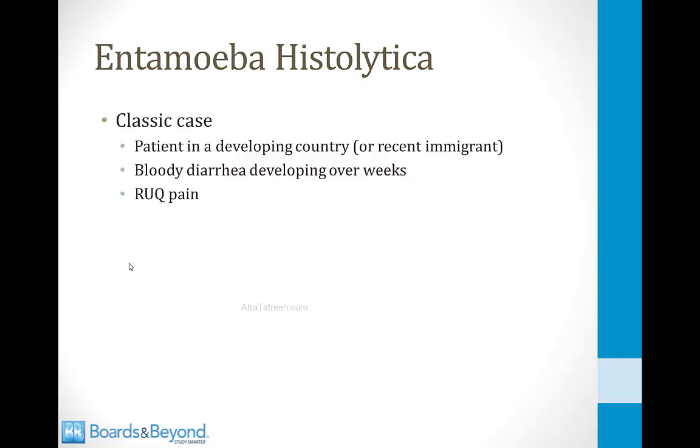So the classic case of Entamoeba infection to know for your boards is a patient who is in a developing country, or someone who recently emigrated or came back from a trip to a developing country, now has bloody diarrhea that develops over several weeks and has right upper quadrant pain from the liver involvement.